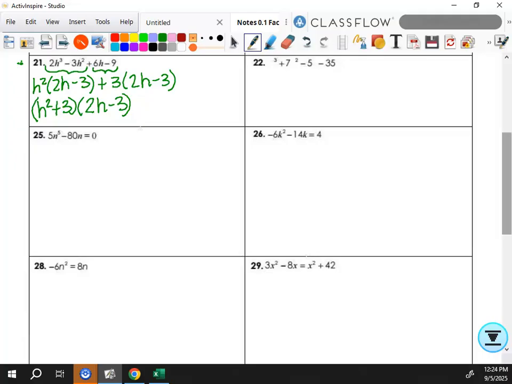Everybody good? Any questions at all? All right. On 22, my variables disappeared. Sometimes random things disappear when I move things around. I don't catch it, and I don't know where they go or what happens. So let's just put x's in there. X cubed plus 7x squared minus 5x.